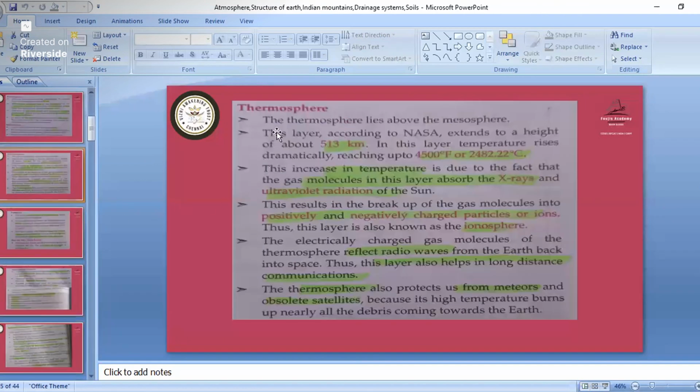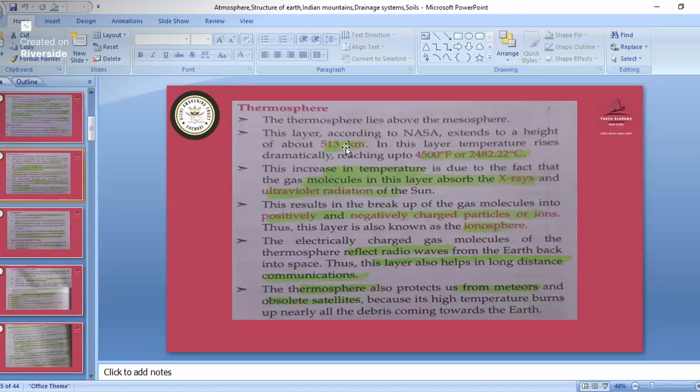Now we'll see the thermosphere. This is the most important layer after the troposphere and stratosphere. For the mesosphere, you only must know about the height, but for the thermosphere there are a lot of concepts. See, the thermosphere lies above the mesosphere.